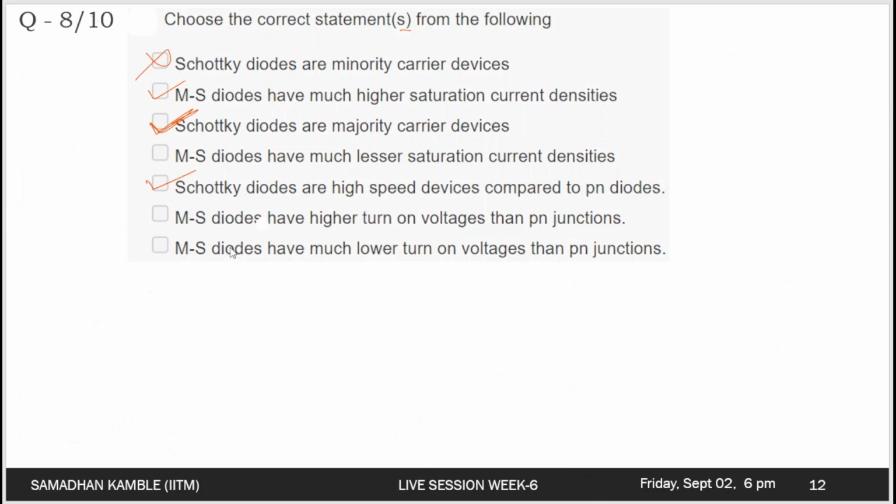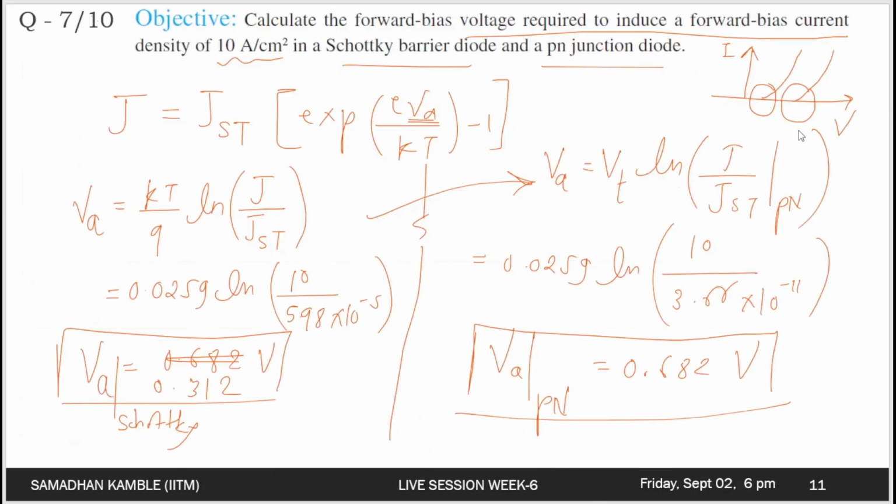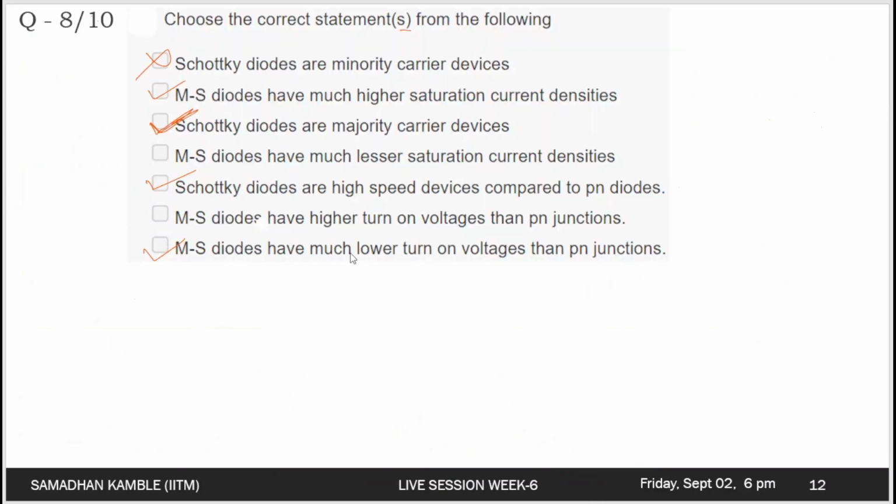And also, we saw in the previous problem that metal semiconductor diodes have a much lower turn on voltage compared to the PN junctions. In this particular figure we saw that the turn on voltage for the Schottky metal semiconductor junction is lower than for the PN junction diode. Is it clear? Do you have any doubt in this?